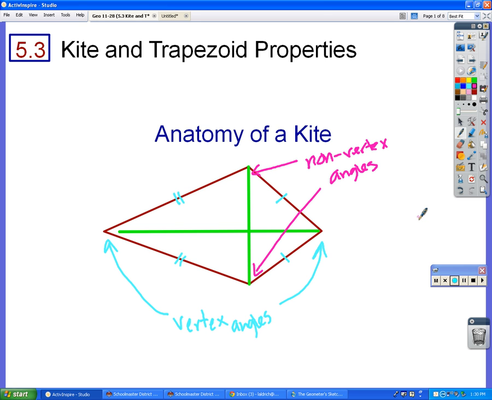It's a little sarcasm there. These are vertex angles. Obviously, then the other ones are non-vertex angles, right? Okay, little joke there, little funny joke. Thanks. Brighten your geometry day just a little bit.